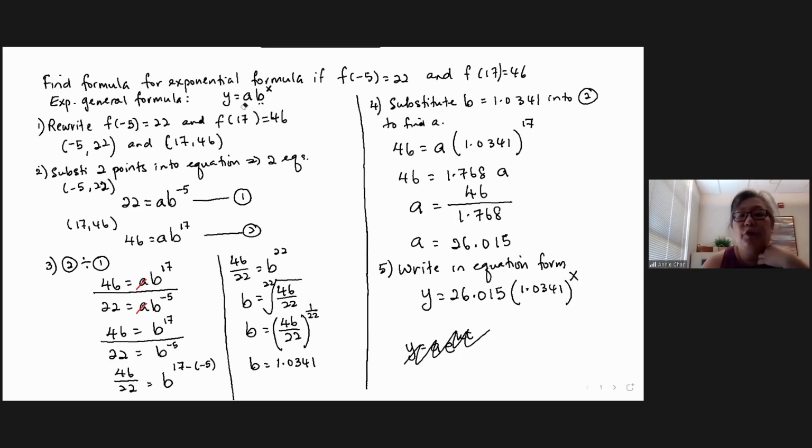They may not give you the general formula. So you have to know the general formula. If you don't know, then write it down in your reference sheet.